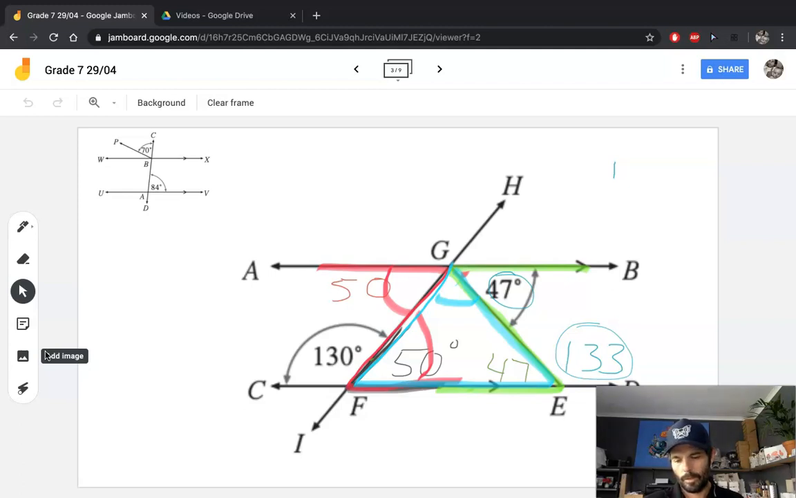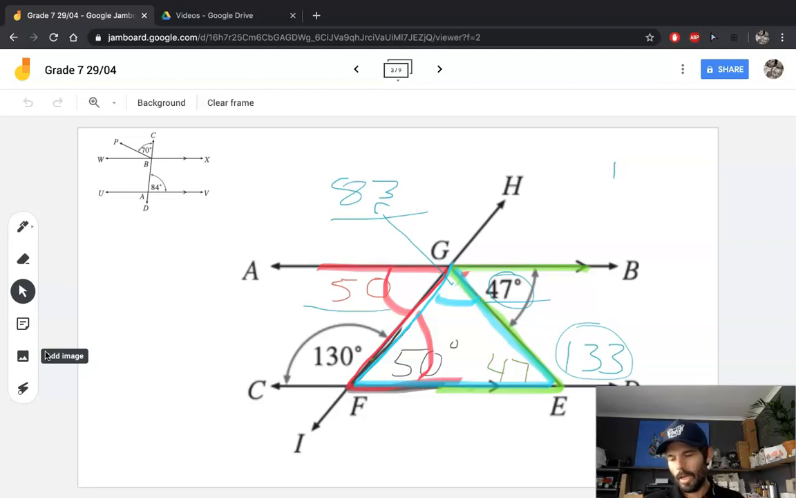Okay, and let's just write 83 up there and draw an arrow to it. You can also check that by saying this 50, this 83, and this 47, they need to add up to 180 because all three of those angles form a straight line. And 50, 83, and 47 does equal 180, so it's all good there.